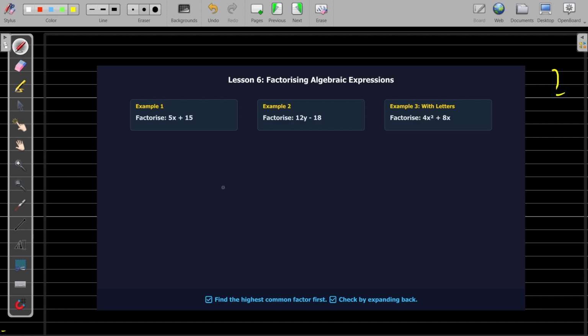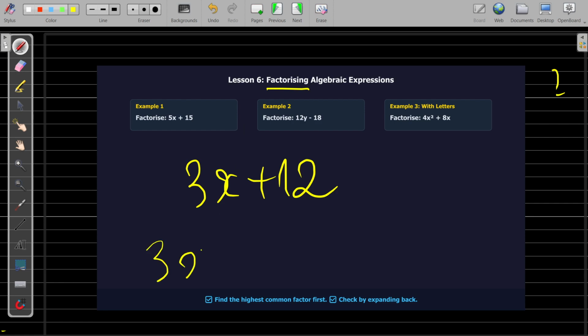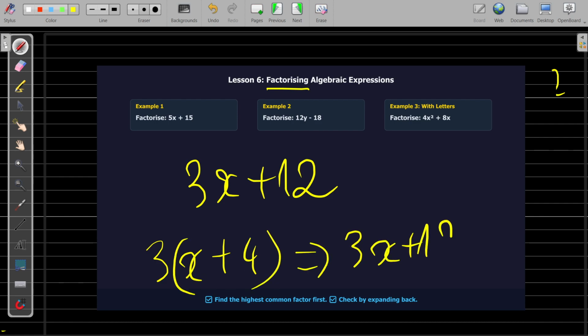Today we're going to be putting the car in reverse. We're going to start with the expanded expression and pack it all back into brackets. We call this factorizing, and it looks something like this. We learned that we have expanded this into this. So you have learned this. Now we're going to do it the other way around. We've gone from left to right, now we're going to go from right to left. This is what we're going to do.